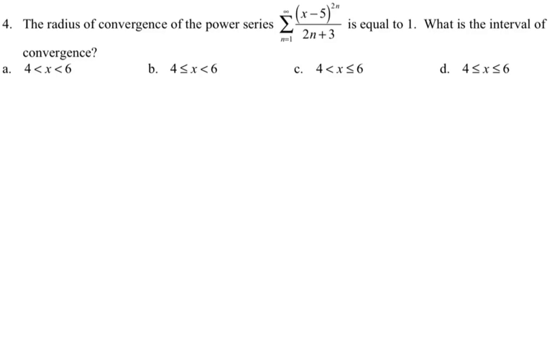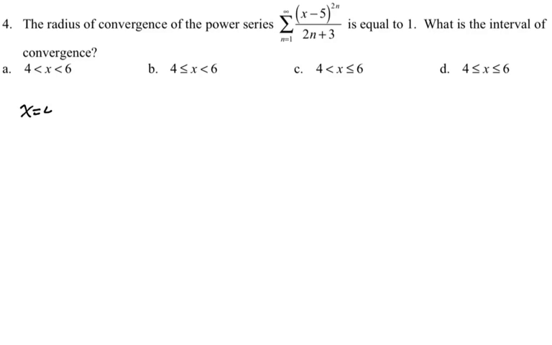So what I could do is, I know it's centered at 5 and I can go 1 in either direction. So that's going to give me 4 and 6. And now I have to test the endpoints. But if you look at the answer choices, they already gave you the endpoints, and all you have to do is check convergence. So let's check convergence. I'm going to start with x equals 4 because every option has 4.